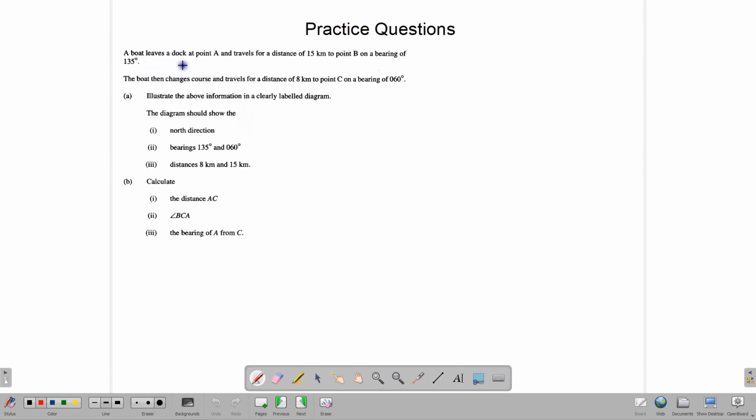A boat leaves a dock at a point A and travels for a distance of 15 kilometers to point B on a bearing of 135 degrees. The boat then changes course and travels for a distance of 8 kilometers to a point C on a bearing of 60 degrees. So the first thing we need to do here is that we need to draw our diagram.